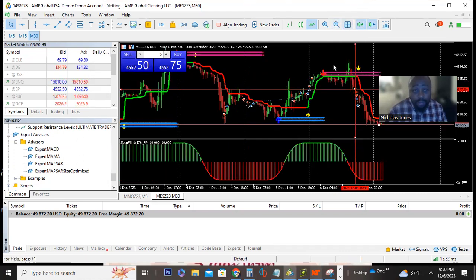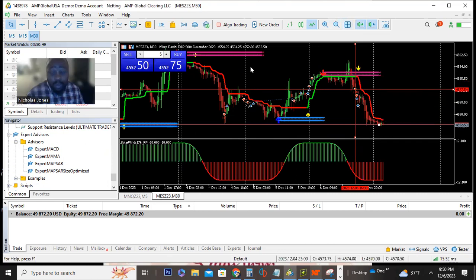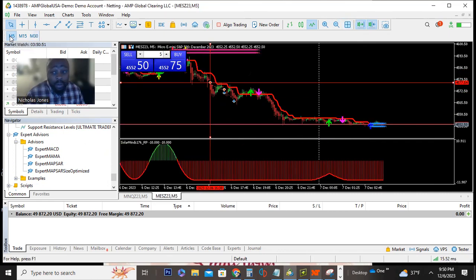Let's look at the chart. Right now, as you can see, the solar wind is in the sell region, because on the solar wind, the red area means sell and the green area means buy. So if the solar wind is above this area here, it is in a buy. If it's green, it's in a buy. If it's red, it's in a sell.